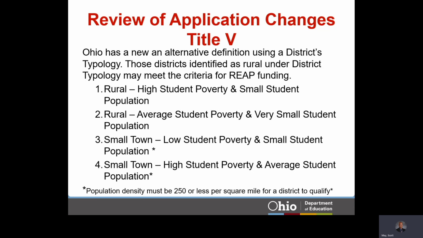The rural low-income funds will be allocated in this consolidated application in early July once we receive the final list from the U.S. Department of Education. We are anticipating this by July 1st.